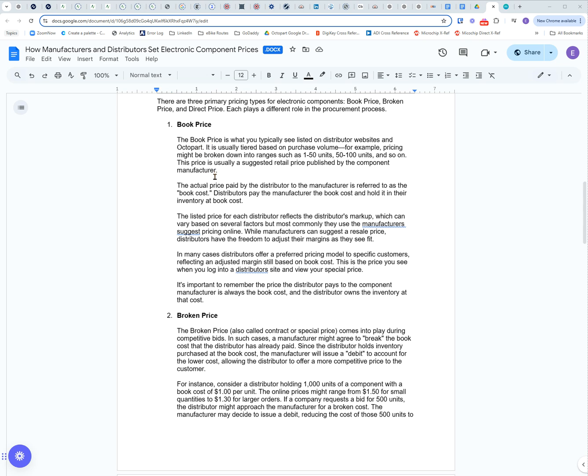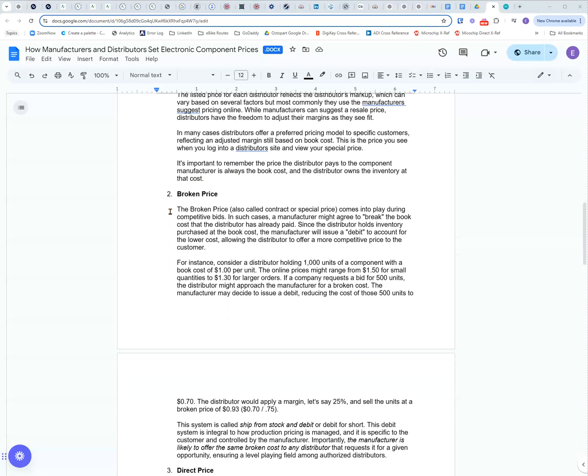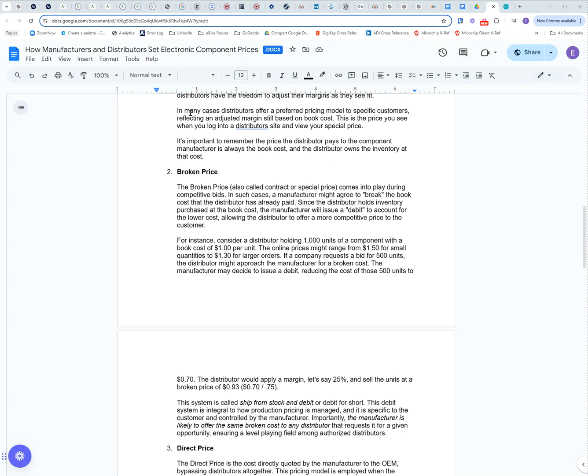Now, the second type of pricing is called broken price. This goes by different words.